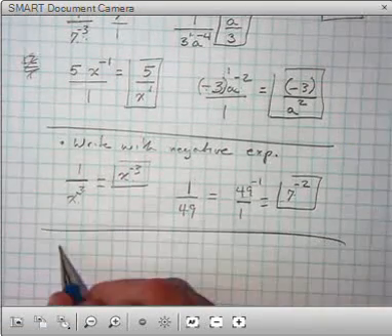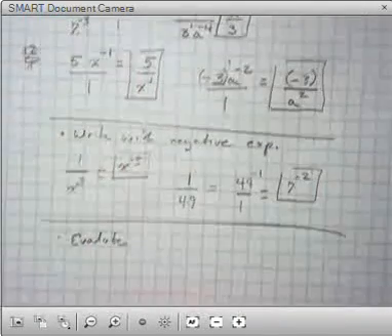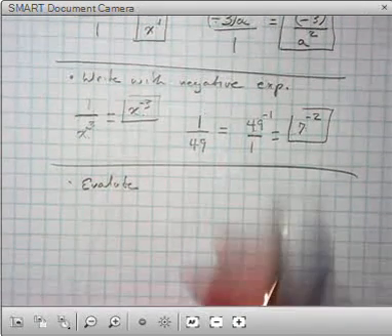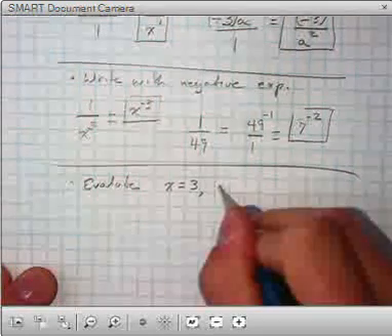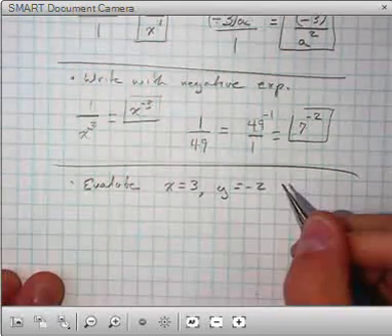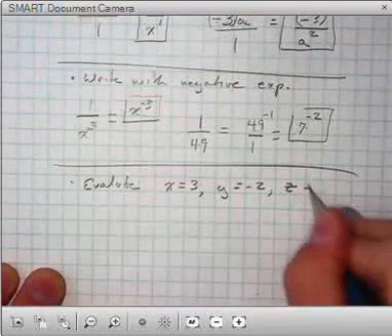The last thing you'll have to do is be able to evaluate, which basically just means simplify or get the answer. So we want to evaluate. We'll say that x is 3, y is negative 2, z is 4.